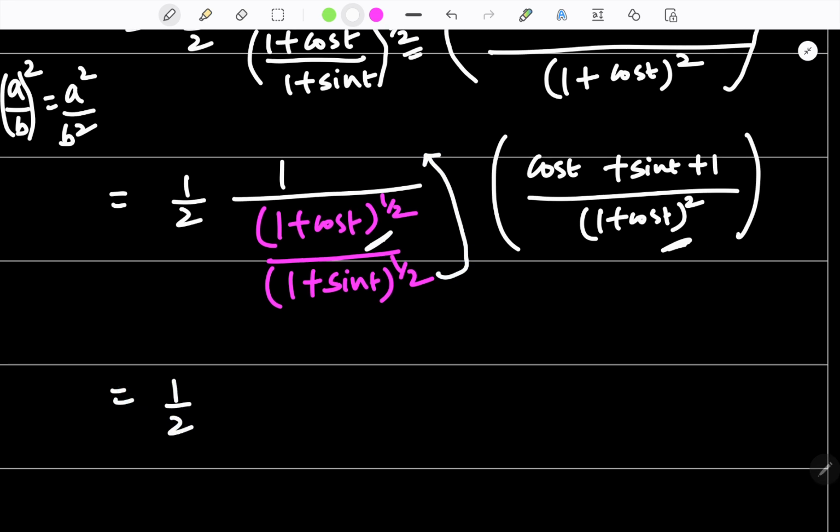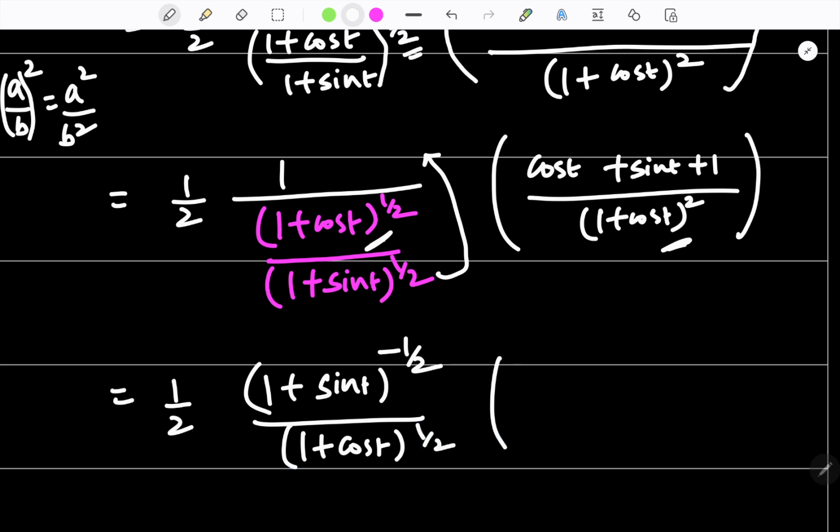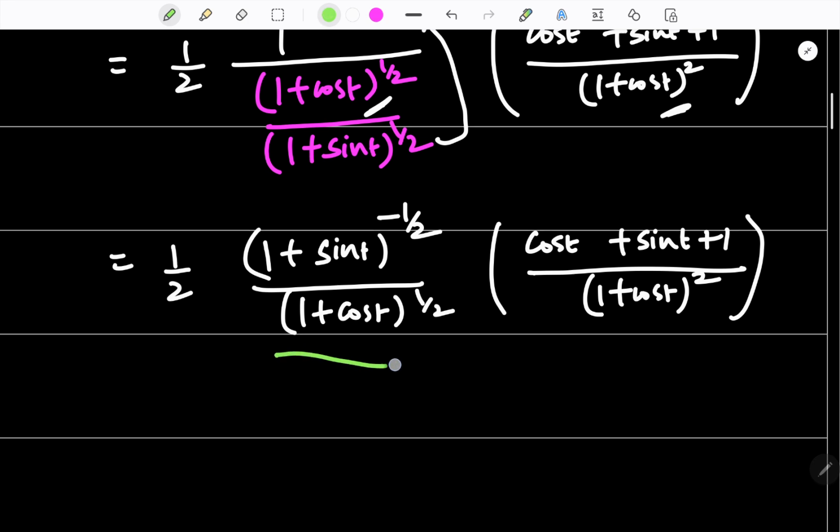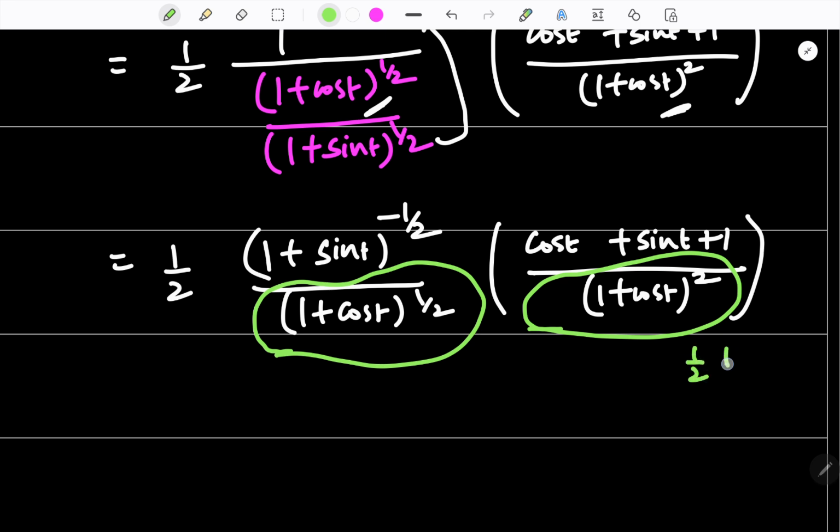So this equals 1 by 2. I'm going to flip this to the numerator, which is 1 plus sine t the whole power negative half. Because it goes up, it will be negative half, right? And divided by 1 plus cosine t the whole power half. And then bracket open cosine t plus sine t plus 1 divided by 1 plus cosine t the whole power 2, right? So these two are similar terms. Can you see that? This and this are similar terms. Here power is 1 by 2, here power is 2. So 2 plus half is going to become what? Okay, right.